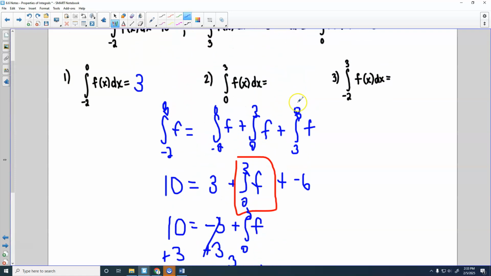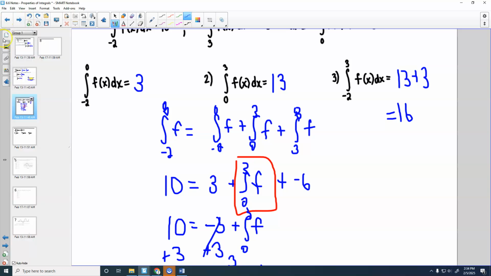Okay, what about the integral from negative 2 to 3? You can use negative 2 to 0 and 0 to 3. Put those together, that gives you negative 2 to 3. So that is going to be 13 plus 3, which will give us 16. Okay, here. All right, moving on.